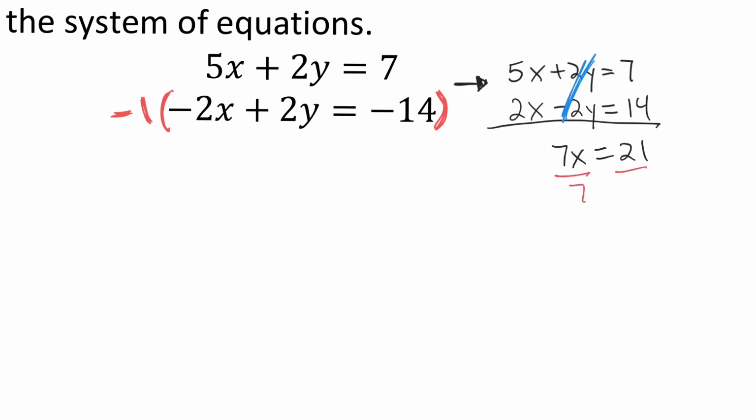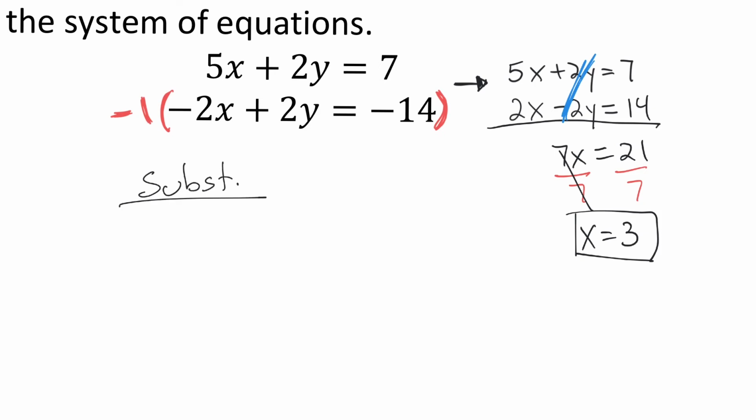Divide by 7. So the x value will be 3. Okay, so you have the x. Now we need to substitute into one equation and find the y. So I'm going to do it here. Substitute. I like the top equation. 5x plus 2y equals 7.